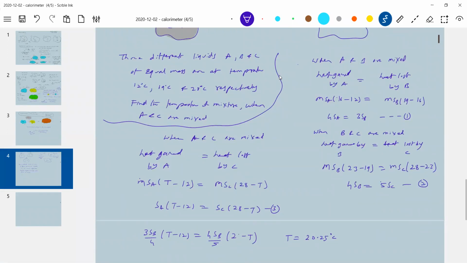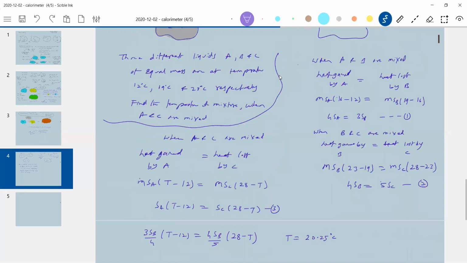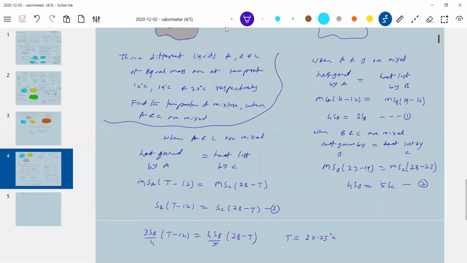Will you get the exact answer practically, or will you get something slightly different? Anybody want to answer? Will you get the exact answer in practice if you do it at home? Some heat will go to the atmosphere, to the environment. No. Usually, where do we mix? In air, can we mix up liquids?